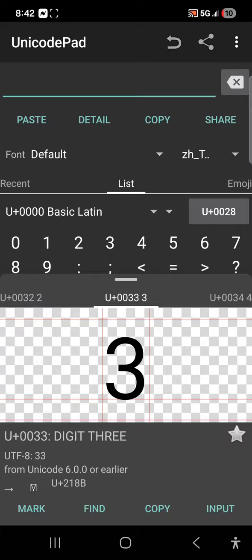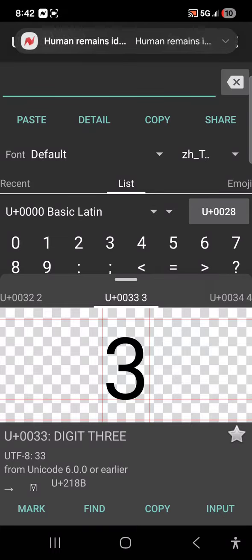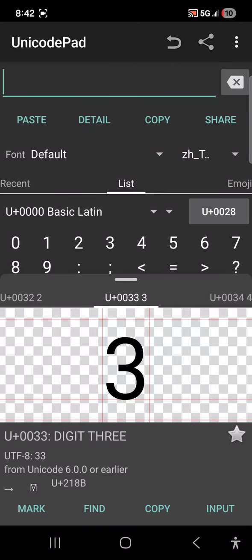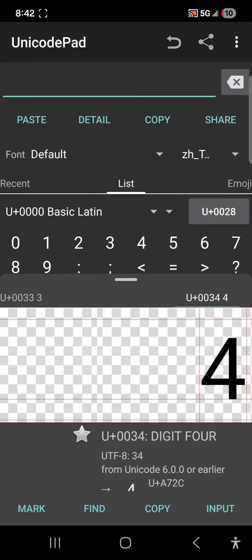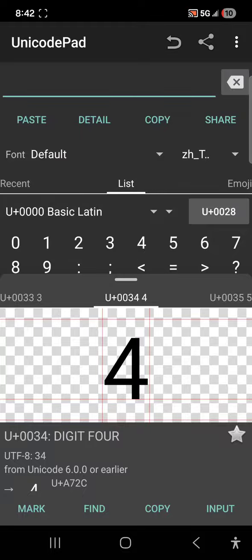I think. Its code is a coincidence, doing that this is the number 3 and its code is 0033, which makes it a weird Unicode. This is 4, denoted by 2 plus 2.